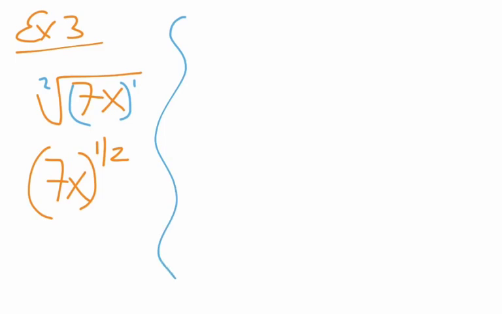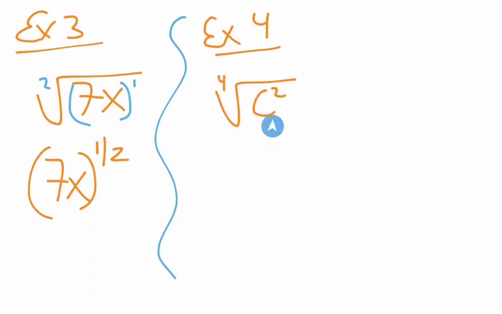All right, next one. This gets into some interesting stuff. This would be the 4th root of c squared. And you can think about simplifying your radicals, but you actually can't simplify that. You'd be looking for groups of 4, and you don't have a group of 4. You only have 2 c's there.